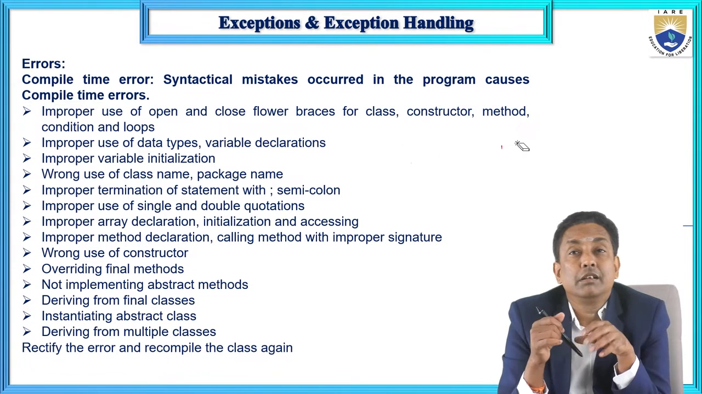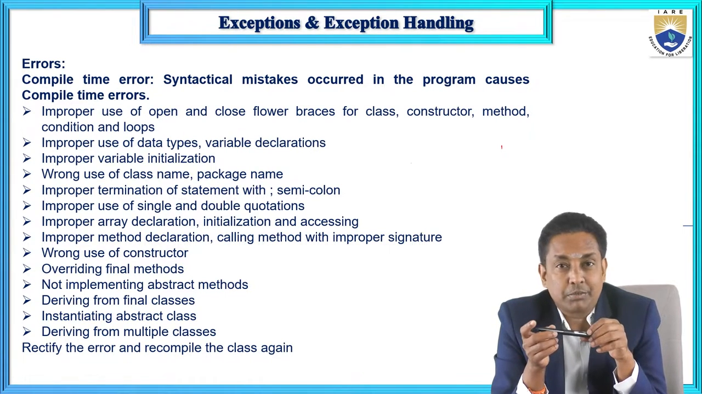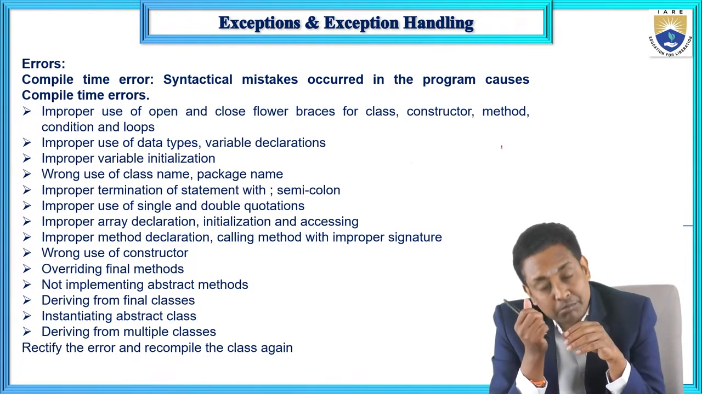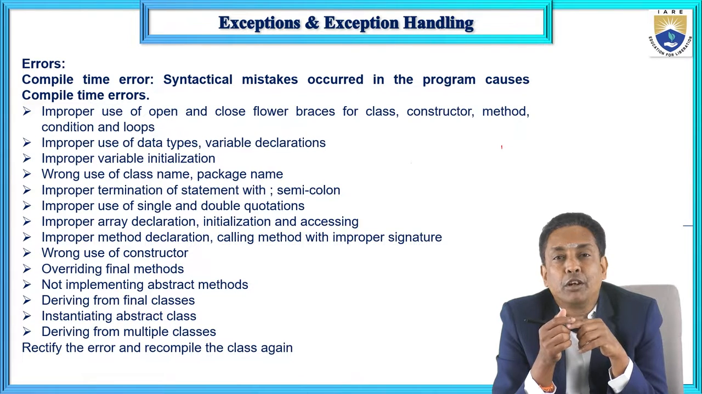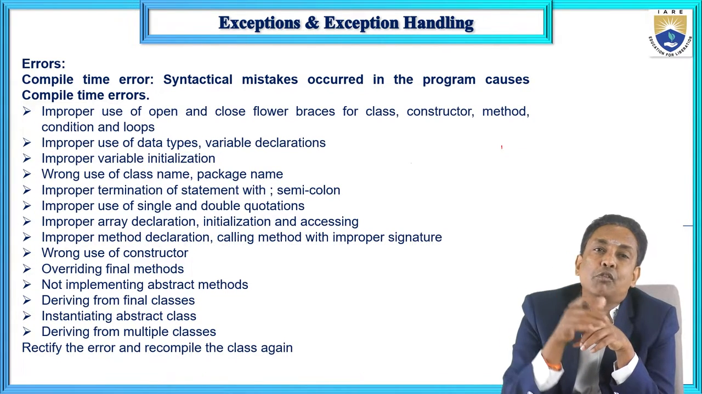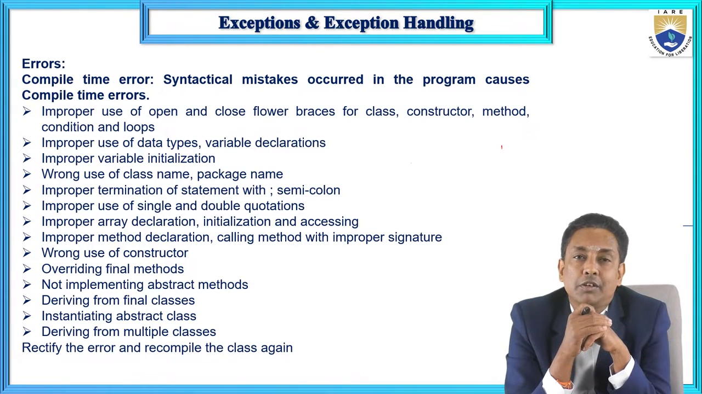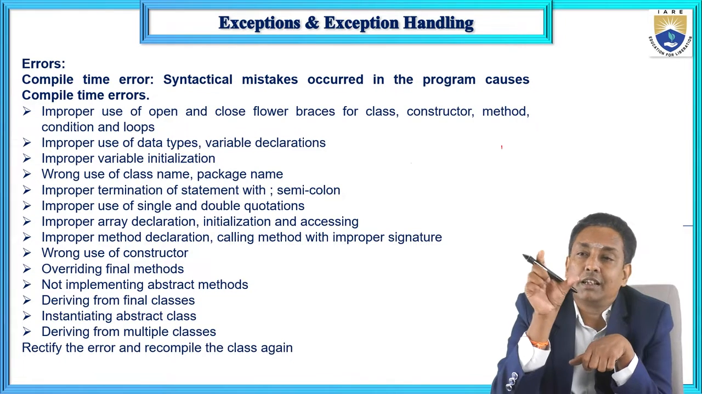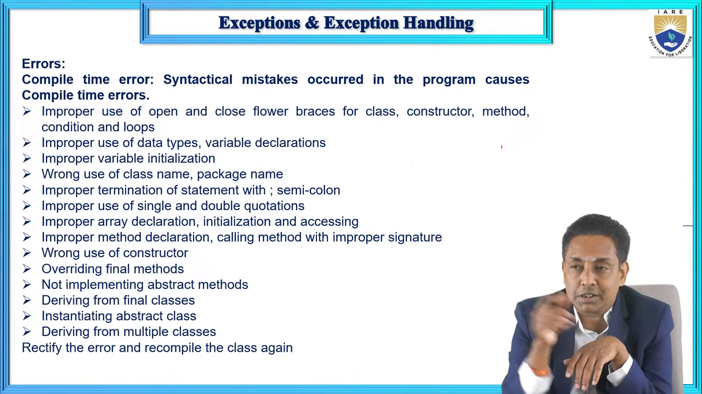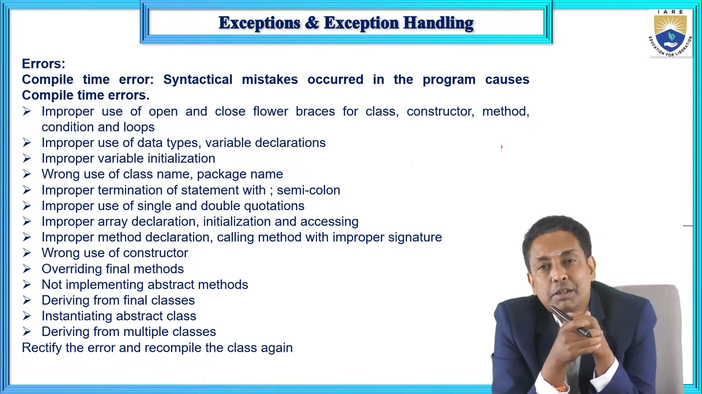Coming to the error, suppose you write a wrong syntax in the program. Will the program compile successfully? For example, you forgot to put a semicolon at the end of a statement. You forgot to include the blocks of code in curly braces. Class should be enclosed in curly braces. Constructor should be enclosed in curly braces. Method, condition and iteration loop should be enclosed in curly braces, open and close. Try, catch, finally, all these blocks must be enclosed in curly braces.